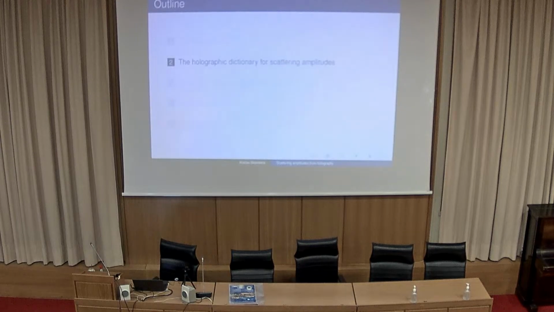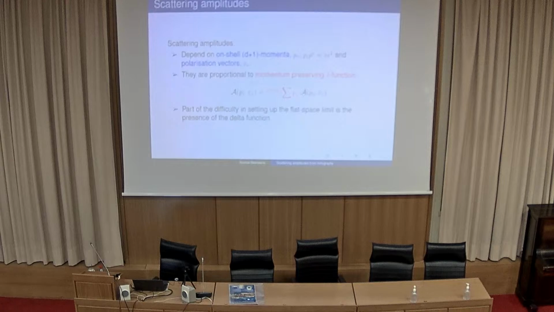Okay, so this is the limit. So now I want to tell you about the dictionary. If you're interested in scattering amplitudes, these depend on on-shell momenta in d+1 dimensions, namely momenta that square to the mass of the particle that's scattered, and polarization vectors. And the scattering amplitudes in flat space are proportional to an energy-momentum preserving delta function times the reduced amplitude.